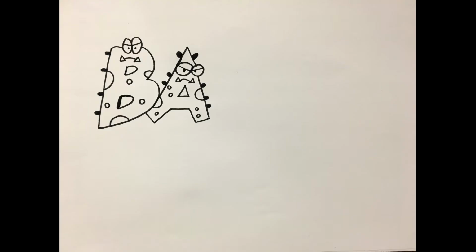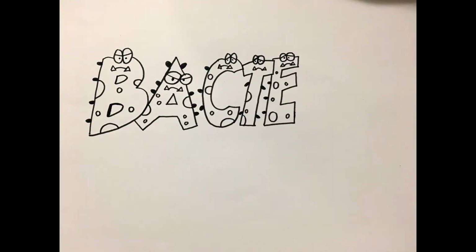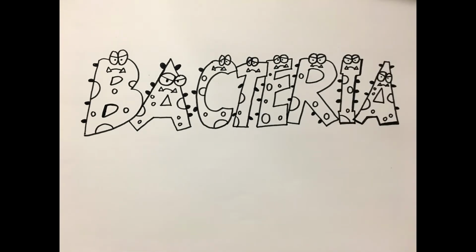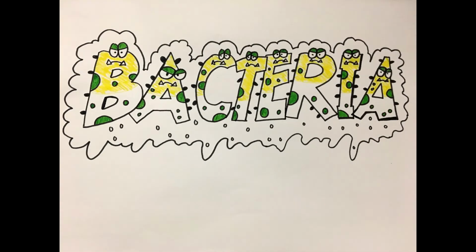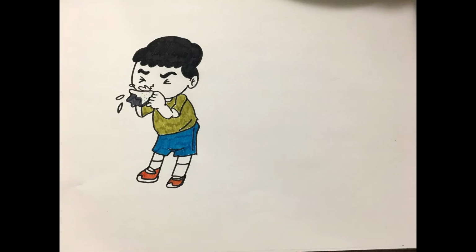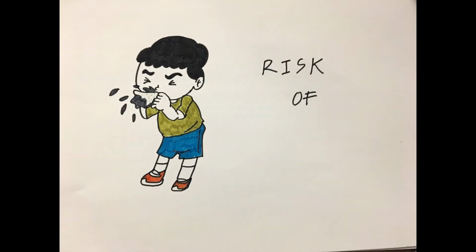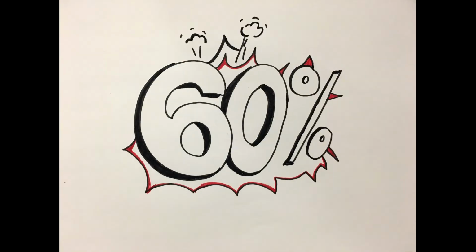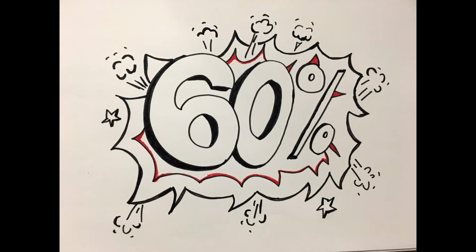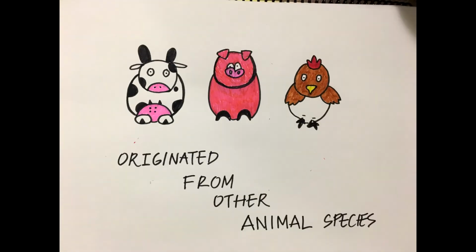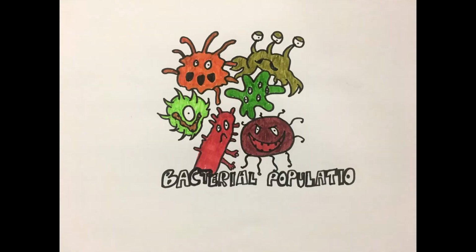Evolving pathogens are a major risk to public health, but understanding how pathogens adapt to new hosts remains a challenge. Some bacteria can transfer to new host species, and this poses a risk to human health. An estimated 60% of all human pathogens have originated from other animal species.